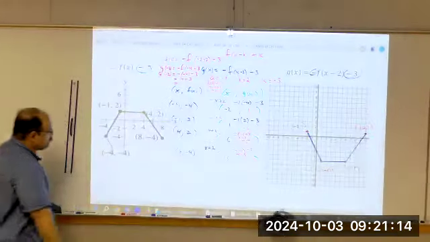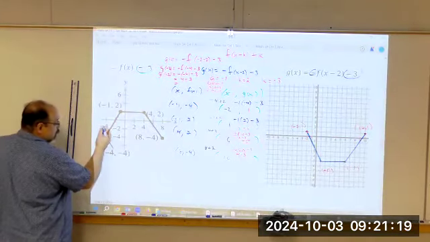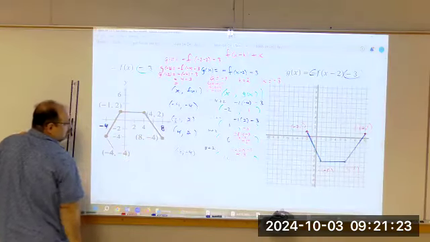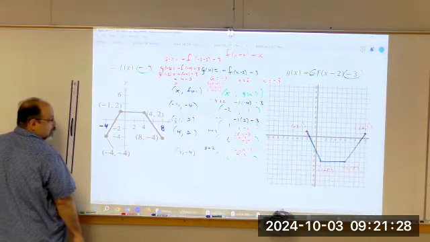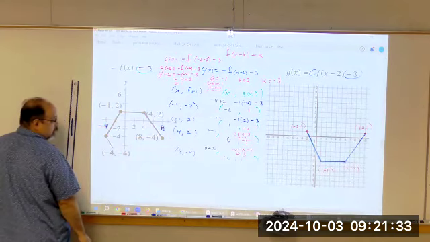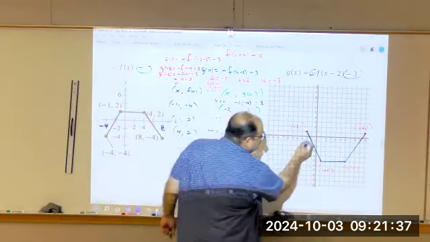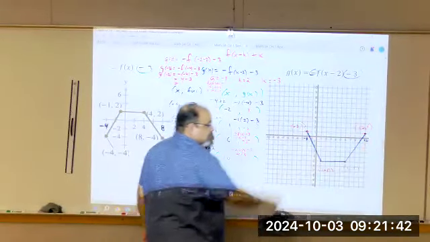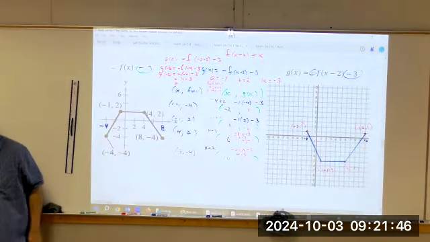Another good way. From -4, right here, how far is it to 8? How far is that? 12. It's 12. This is 12. So here we're at -2. How far is it to 10? 12. They should be the same distance apart.